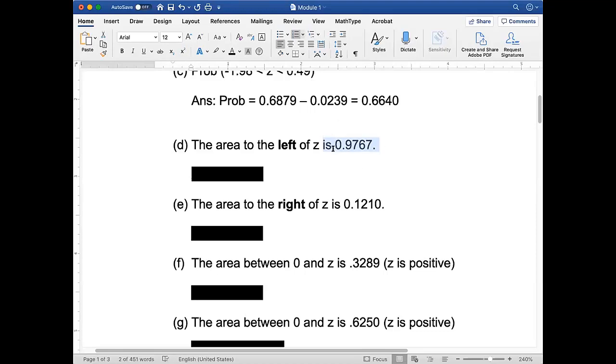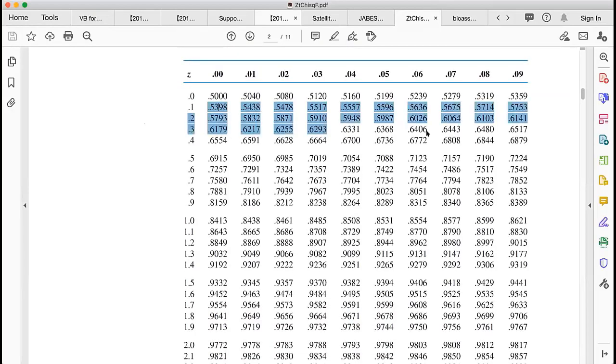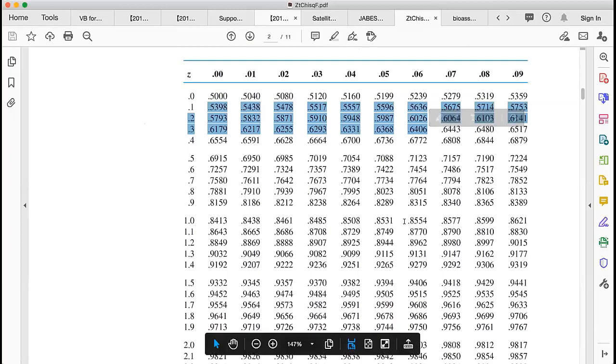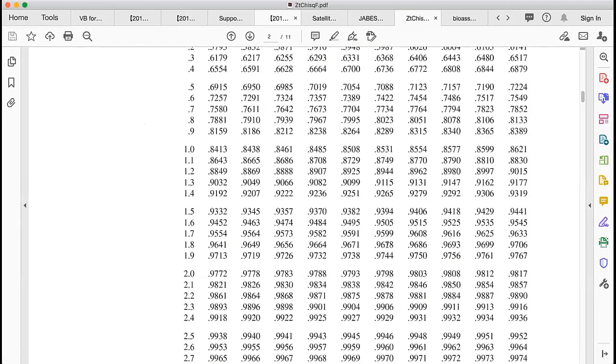So if this is a probability, you want to be sure you're looking for a probability of 0.9767 in your Z table, right? Okay, so let's try. I'm looking for 0.9767. So the probability refers to those numbers in between here. I'm looking for 0.9767. Okay, so there's no easy way out. You have to look for it. Fine, I'm going to zoom in so make sure everyone can see it well.